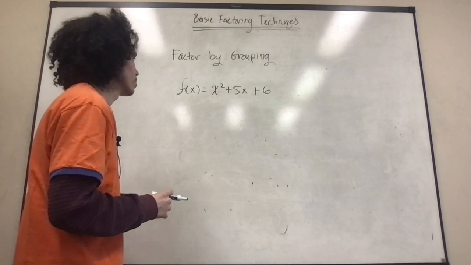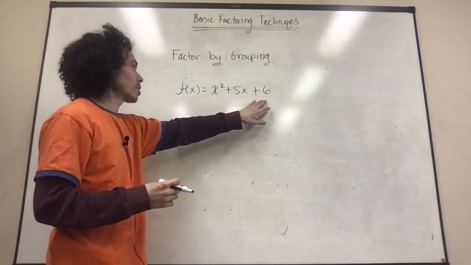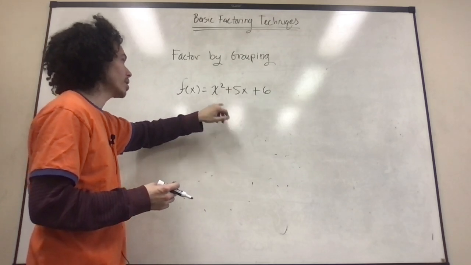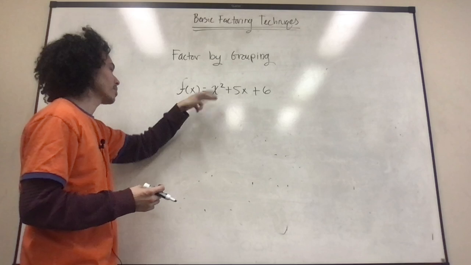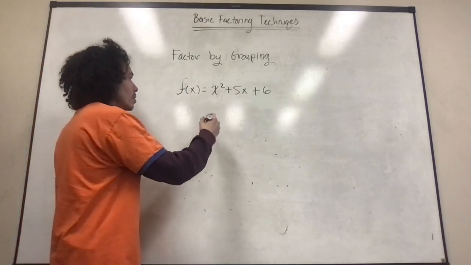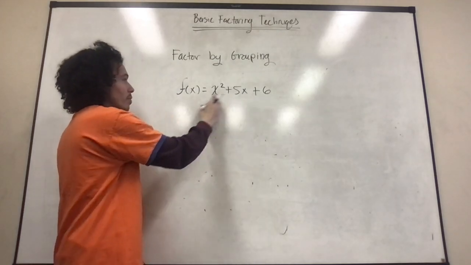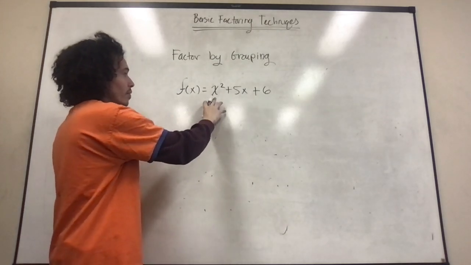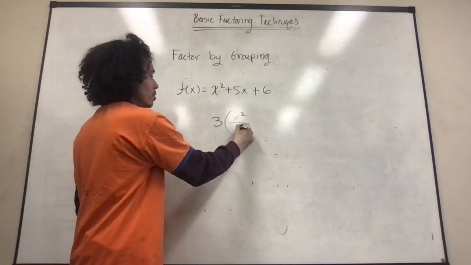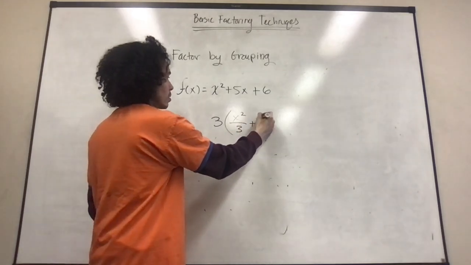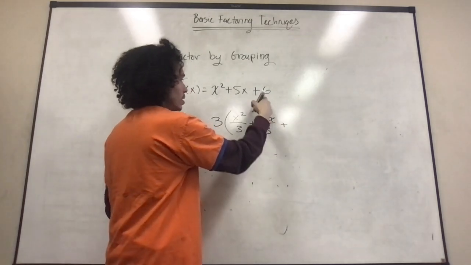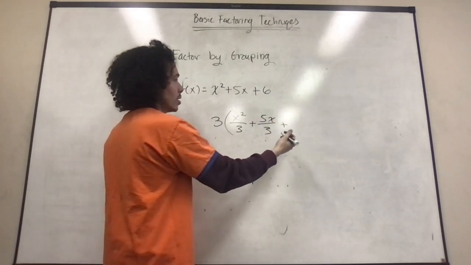And if you look up, we can divide 6 by 3, right? We can't really divide 5 by 3. We can't really divide x squared by 3. But you know what? Let's try it. Say I want to pull out a factor of 3. All right, x squared divided by 3, 5x divided by 3, and then 6 divided by 3 is equal to 2.